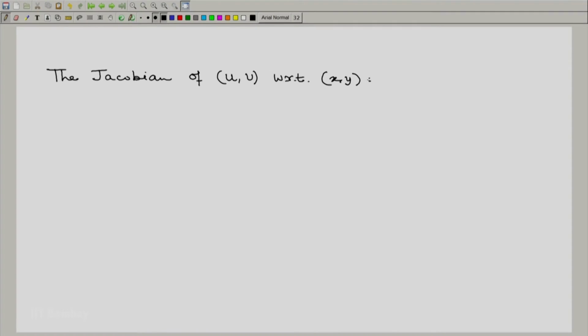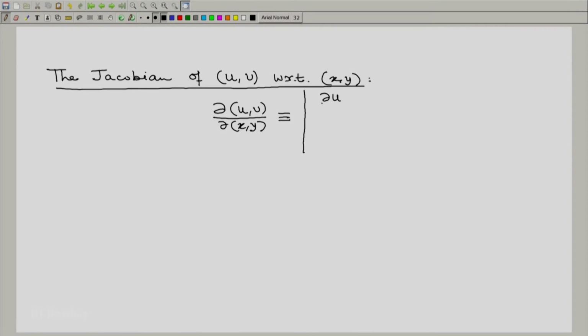This means we have two functions u and v, each one of them is a function of x and y. Then the Jacobian is a symbol, looks like a partial derivative. Jacobian of uv with respect to xy. This is the symbol used. This is defined as the determinant of partial of u with respect to x at constant y. That is the first term in the first row, first column.